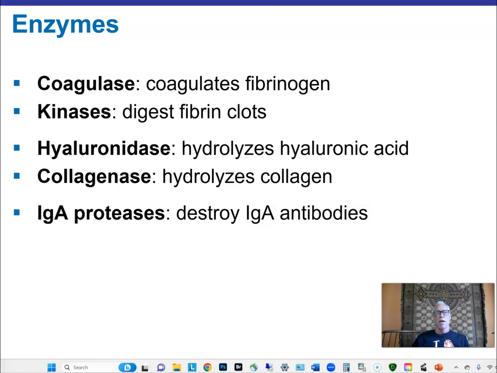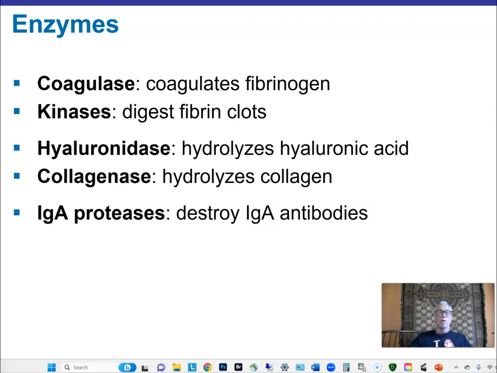Hyaluronidase and collagenase are enzymes that break down the structural extracellular matrix proteins of tissues. So that allows the microbes to penetrate into tissues and pass in and through by breaking down the structure, liquefying some of the structural proteins of the tissue.